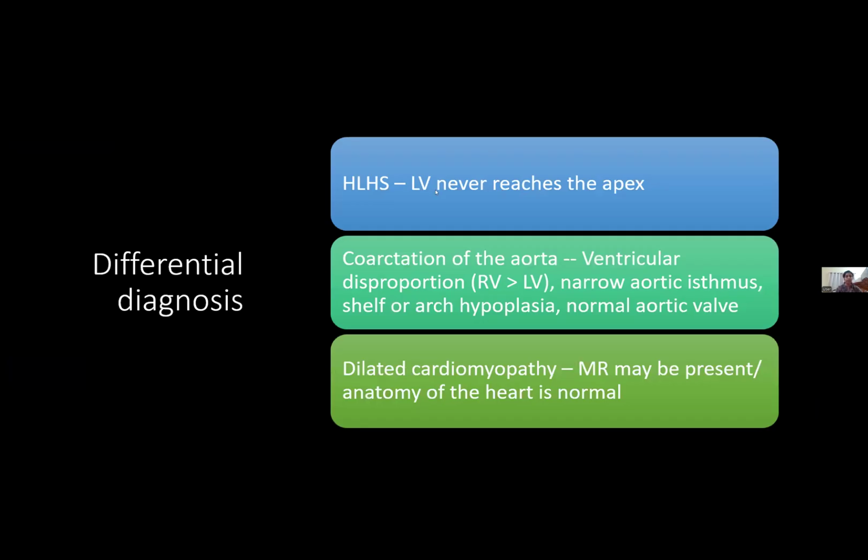The three important differential diagnoses should be considered. First, the hypoplastic left heart syndrome, where the left ventricle never reaches the apex. Second, the coarctation of aorta, characterized by ventricular disproportion, with the right ventricle larger than the left, narrow aortic isthmus, and shelf or arch hypoplasia with a normal aortic valve.